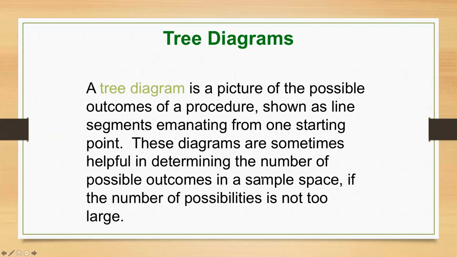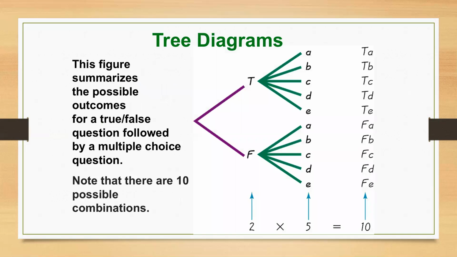Tree diagrams can be helpful in terms of visualizing how we can do probabilities. And you notice that it says if the number of possibilities is not too large. Yeah, if you end up with a really big tree diagram, it's not as helpful. But it can be visually nice to understand the number of outcomes you might see. So in this case, the first question is true or false, and the second question is multiple choice with 5 different answers. And so you have 2 times 5, and you get 10 as the total number of possible combinations.